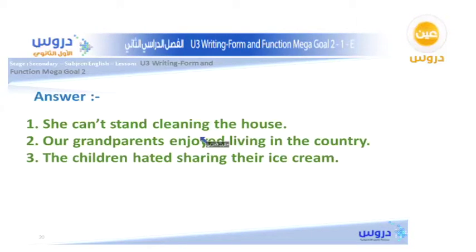Okay, so the change we made here is that we changed the main verb to its past form, and we changed the verbs that we found in the sentence into gerund forms, as you can see, with sharing, living, and cleaning.